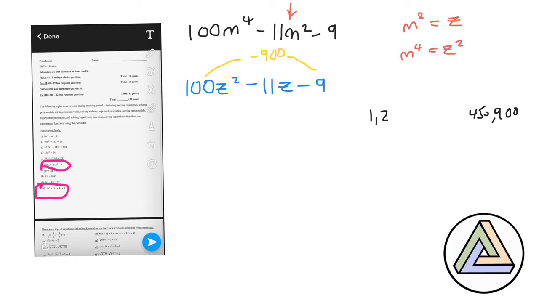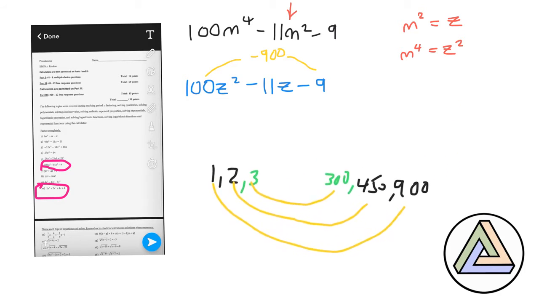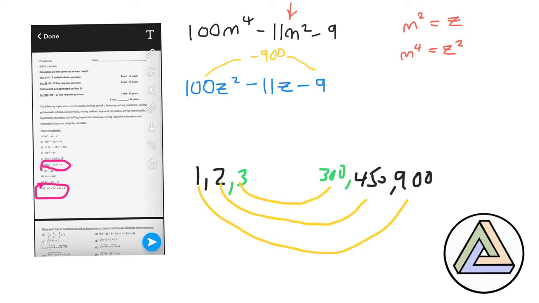If you were to do a factor list like this, the combination of factors that would end up giving you negative 11 when you combine them would be closer to the middle. I think that's important to realize. And at the end of the day, you might notice that 900 is a perfect square, so you know that somewhere in the middle there's going to be 30 times 30.